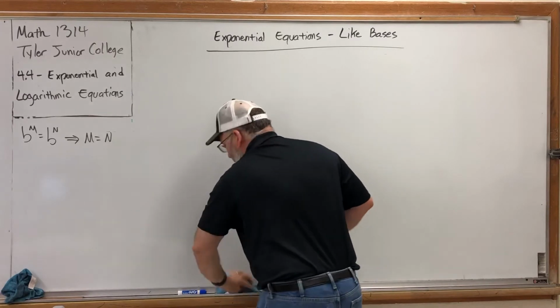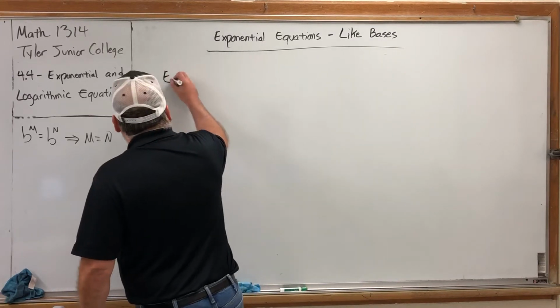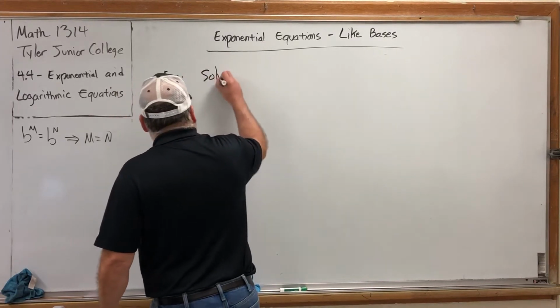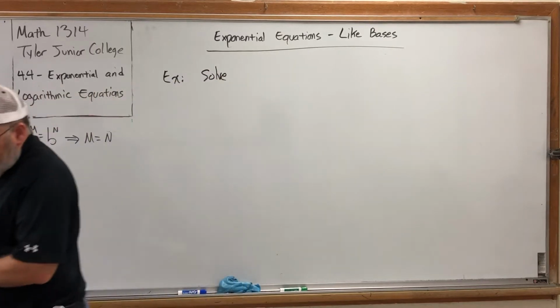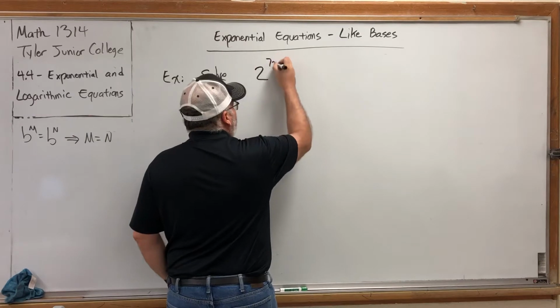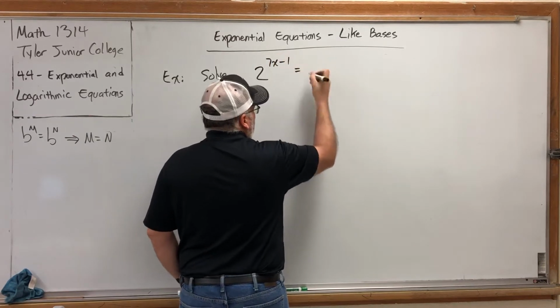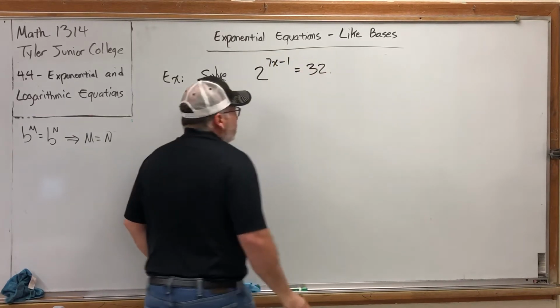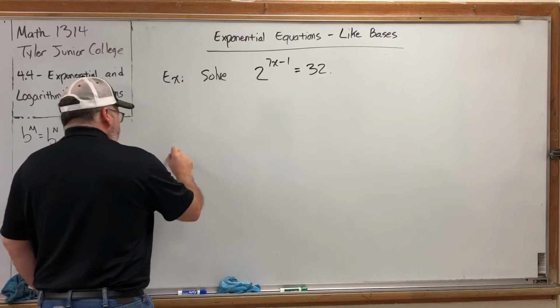For example, the first example we're going to solve is 2 to the 7x minus 1 equals 32. Let's go ahead and set up the second example as well.